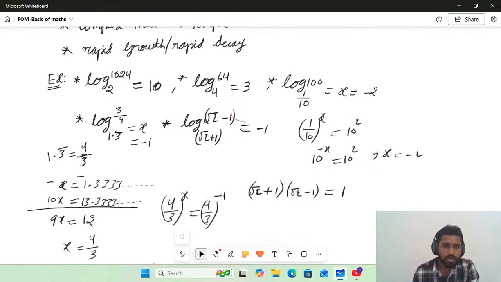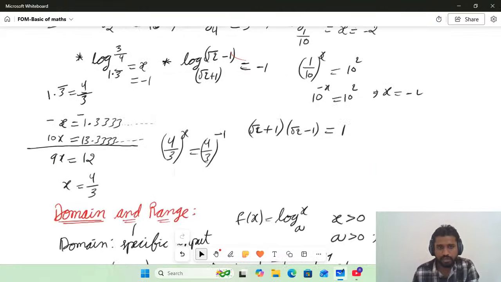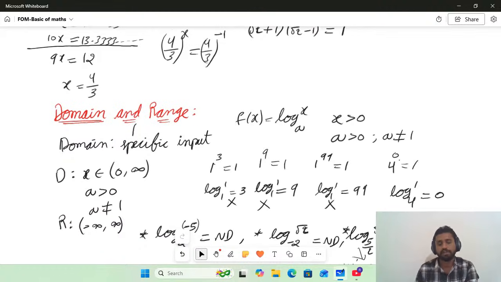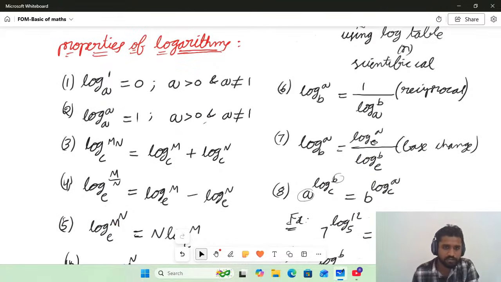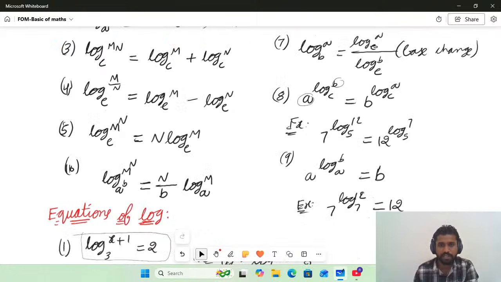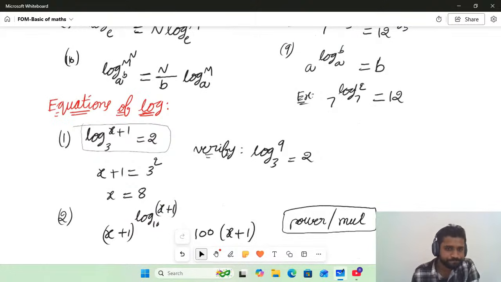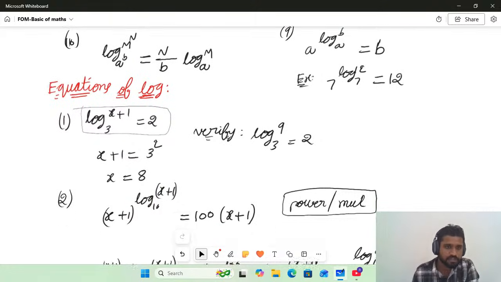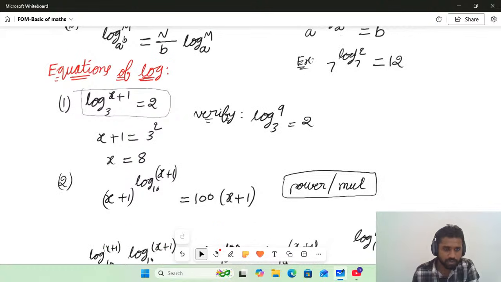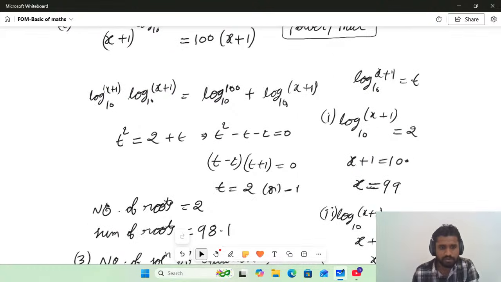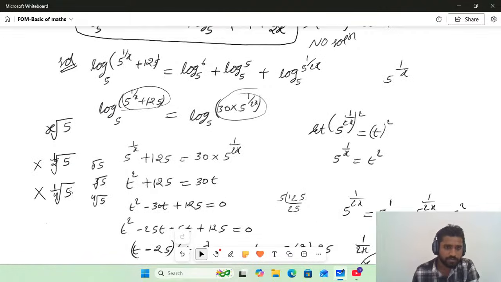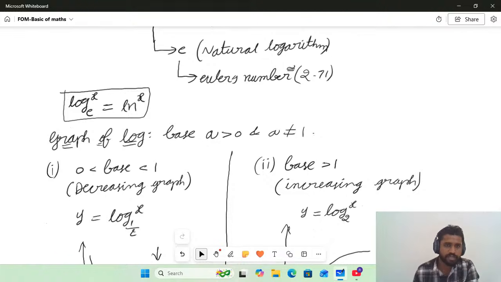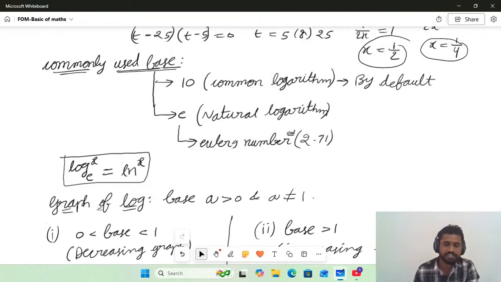We also saw the values of log 1024, log 64, log 100, and the domain and range of the logarithm. The domain of the logarithm is from 0 to infinity, and the range is from minus infinity to infinity. We have seen the nine properties of logarithms, and then came to the equation of log. In equations of log, we have seen three questions on how to solve logarithmic equations, and one PYQ also. Today we have started with the commonly used base in this lecture.